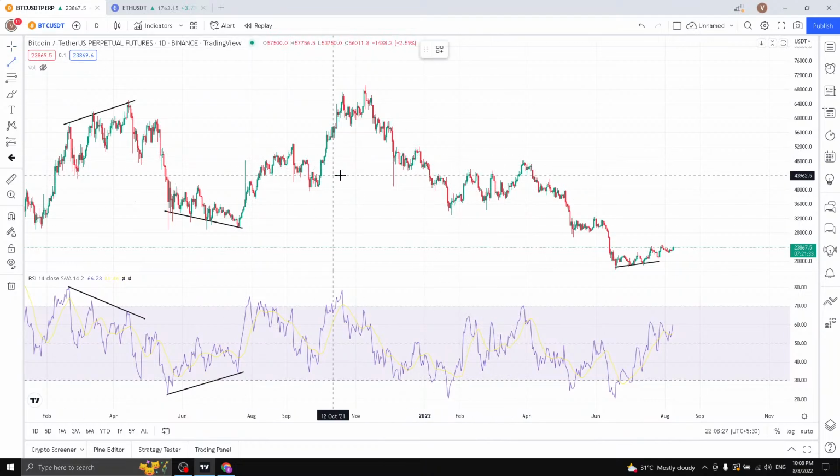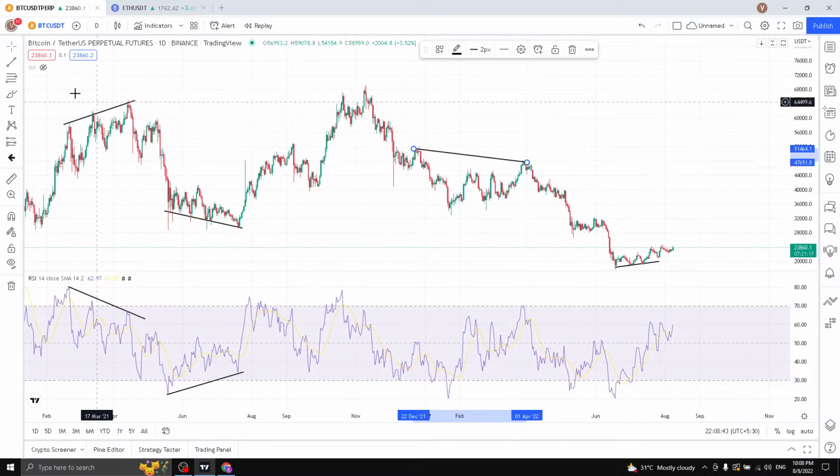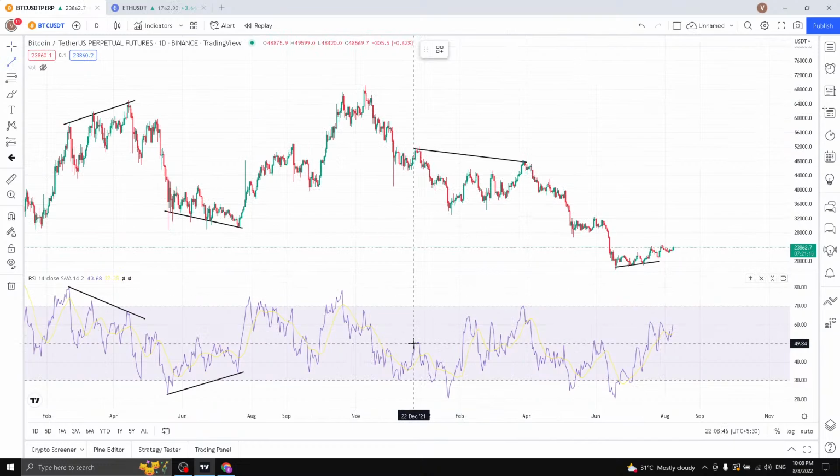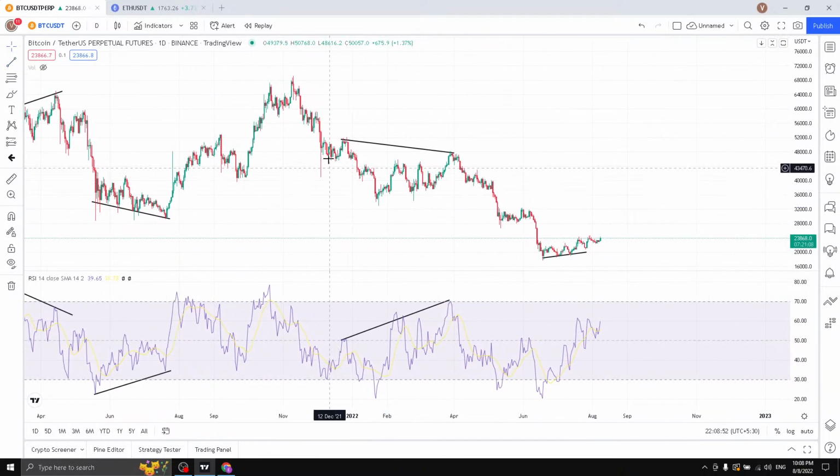Okay. So as you can see here, once Bitcoin peaked at 70,000 on 10th November, it started its gradual downfall. And let me just draw this trend line here. So here the price went down, but the oscillator went up. This is a hidden bearish divergence.